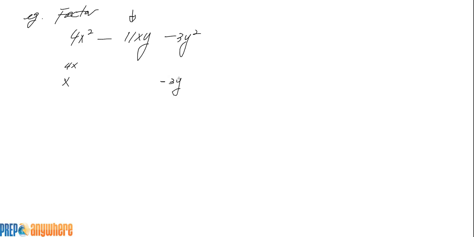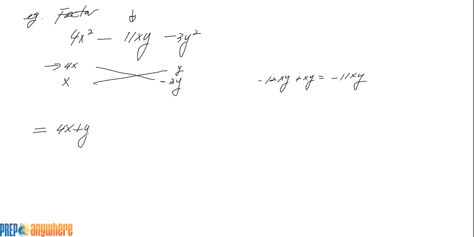Minus 3y times y gives you minus 3y squared. So that's minus 12xy, and then if you multiply like this, you get plus xy, and that is minus 11xy. So by trial and error method, we can say that this is 4x plus y times x minus 3y.